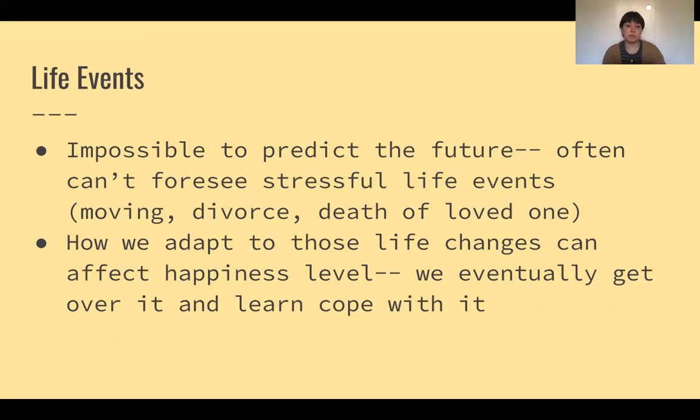So, life events. It's impossible to predict the future. Often we can't foresee stressful life events like moving. Sometimes you get a job and you have to move far away. Divorce. Usually people don't plan that. Death of a loved one, of course. And how we adapt to those life changes can affect our happiness level. We eventually get over it and we learn to cope with it. And that determines our happiness a lot of the time.